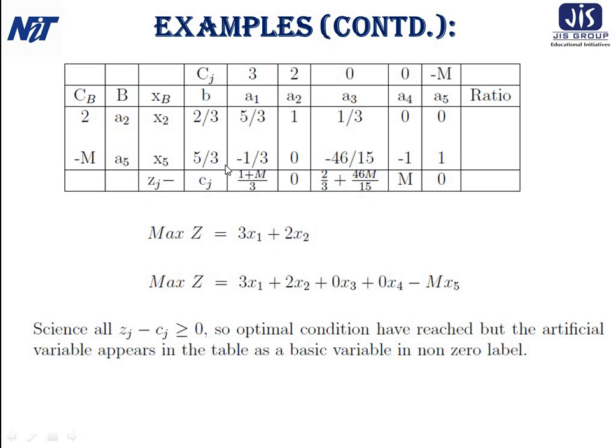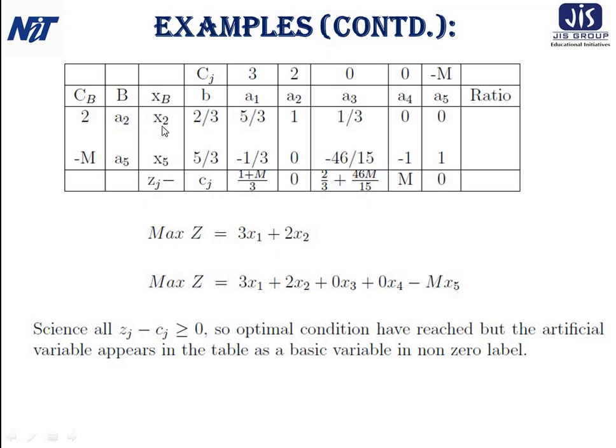But x5 is an artificial variable which is not present in the original problem. What is the objective function of the original problem? This is the objective function, max z equal to 3x1 plus 2x2. But there is no x5. Now what is the objective function of the standard form? This is the objective function of the standard form, 3x1 plus 2x2 plus 0 into x3 plus 0 into x4 plus minus m into x5.